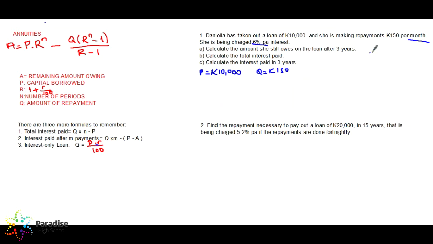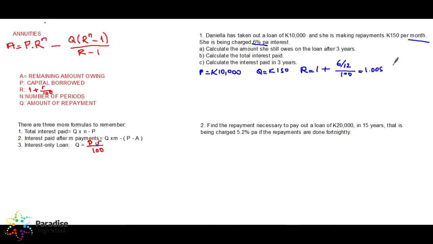Be careful. Your repayment is 150 kina per month. Your interest is per year. Therefore, I have to find the monthly interest rate. So R is equal to 1 plus, if 6% per annum, what is the monthly rate? I will divide 6 by 12 because in 1 year there are 12 months, divided by 100. If you do the calculation, 1 plus 6 over 12 over 100 makes 1.005. So R is equal to 1.005.